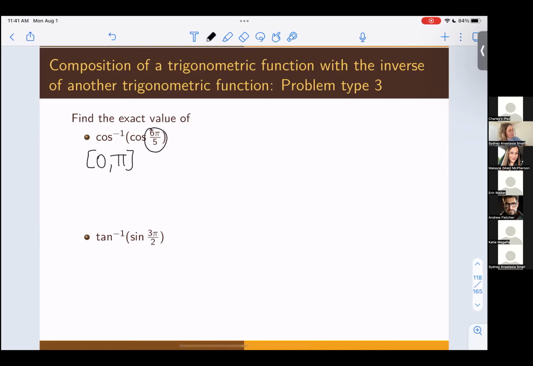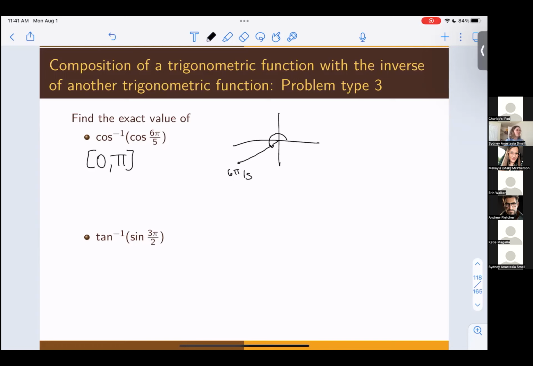Is my input within 0 to pi? Nope, it's a little bit bigger than pi. What does this angle look like? Well, 6 pi fifths looks something like this. It's just a little bit past pi. So it looks something like that. Okay, that's not a nice angle on my unit circle, so I can't just evaluate the cosine of 6 pi fifths and move on, because then my answer wouldn't be exact.